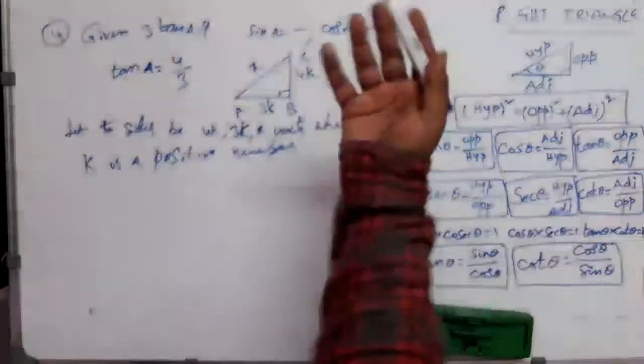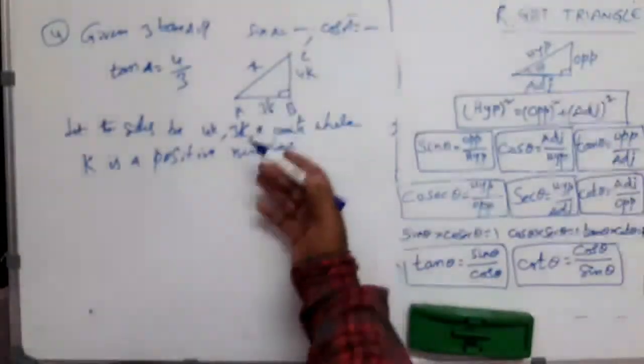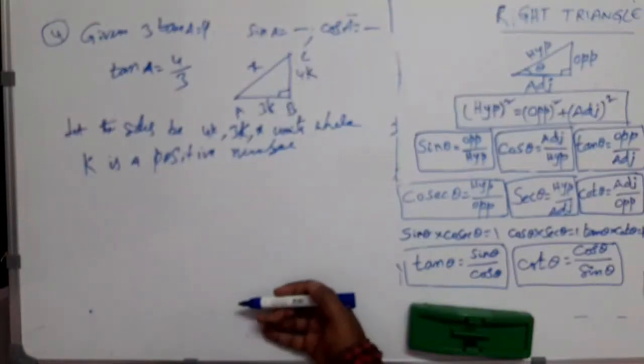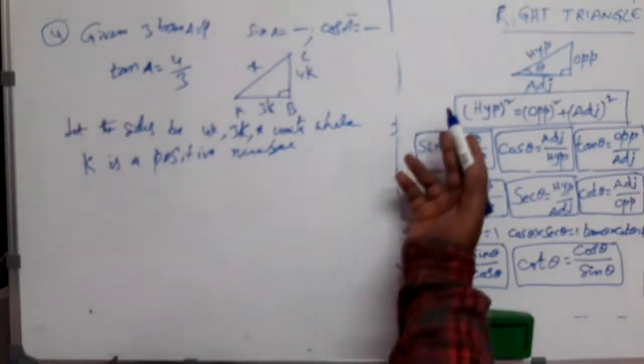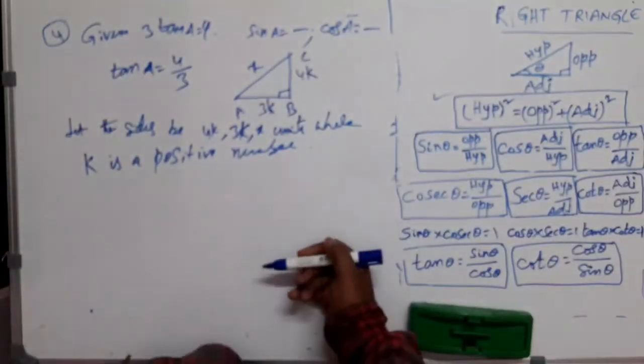So this is x, right? We suppose the remaining side to be x. We know the lengths of two sides in terms of k. Let us try to find the value of the third side also in terms of k. How shall we proceed? If you know the lengths of two sides, you can find the other side using Pythagoras theorem. Hypotenuse square is the sum of squares of the remaining two sides.